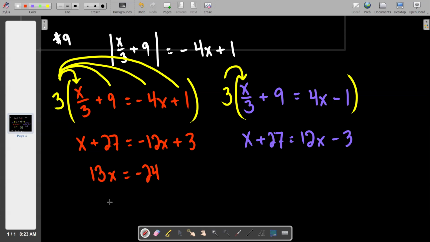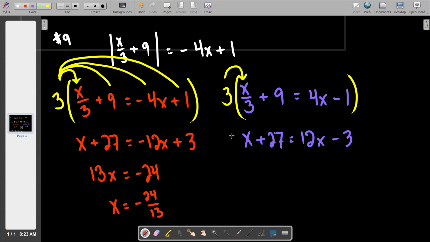And I wind up with my first candidate, x equals something that I'm not particularly familiar with, negative 24 over 13. It's just about negative 2. It's like negative 1.8 or 9 or something like that, right? Close. And then for the purple one, again, just algebra 101.